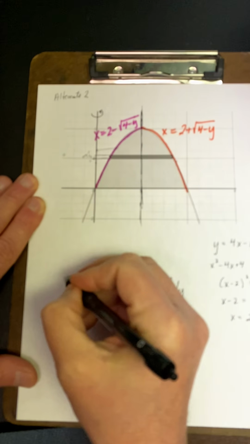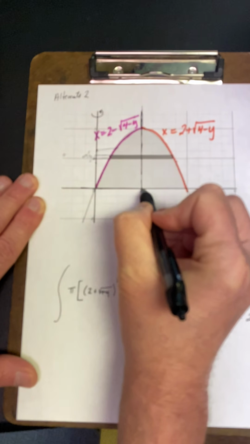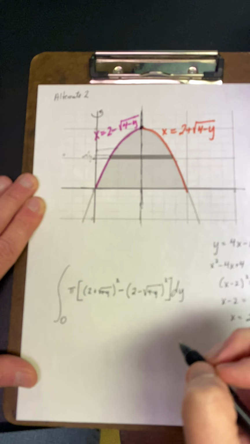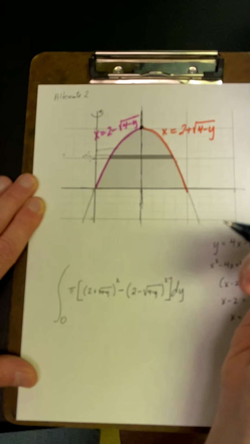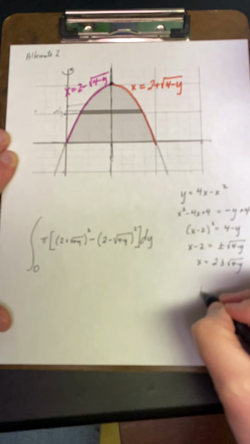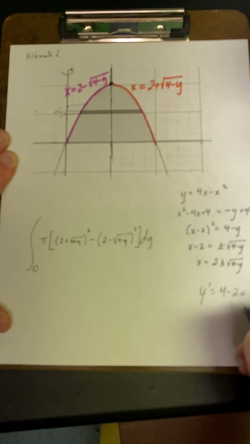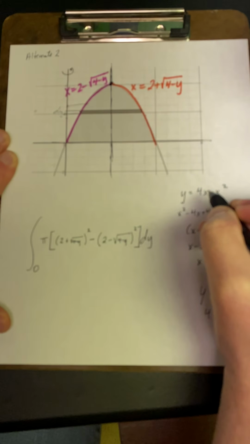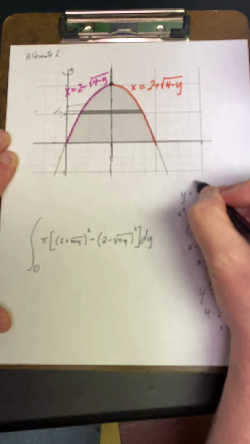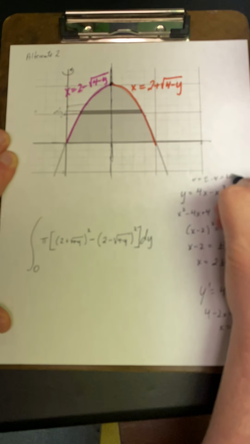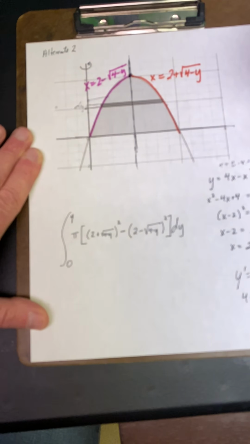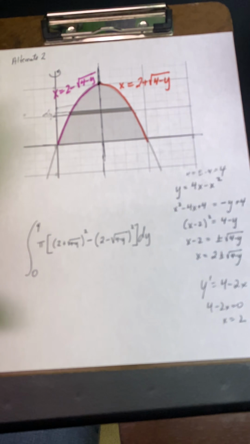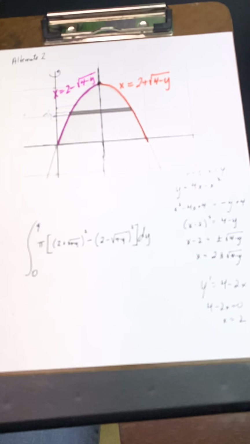That's dy. And we evaluate, where does y range? y ranges from the x-axis, 0, to here, right? The maximum y value. The maximum y value occurs when, let's see, y prime is 4 minus 2x. That's when 4 minus 2x is 0. x is 2. And if x is 2, y is 8 minus 4, which is 4. So it's also 0 to 4 for the limits on that. That is harder, I think, than trying to use a vertical rectangle.